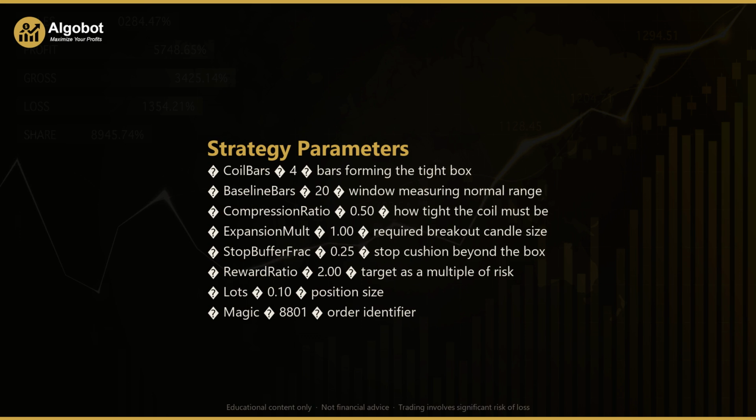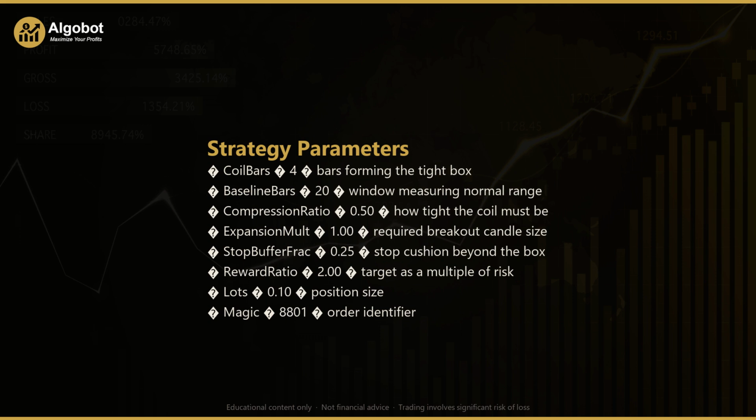The first is coil bars, defaulting to 4. This sets how many bars form the consolidation box. Fewer bars make the coil more reactive and frequent, while more bars demand a longer, more established squeeze. Next is baseline bars, defaulting to 20. This is the window the strategy uses to measure the market's normal range before the coil. A larger value gives a steadier sense of normal, while a smaller value adapts faster to recent conditions.